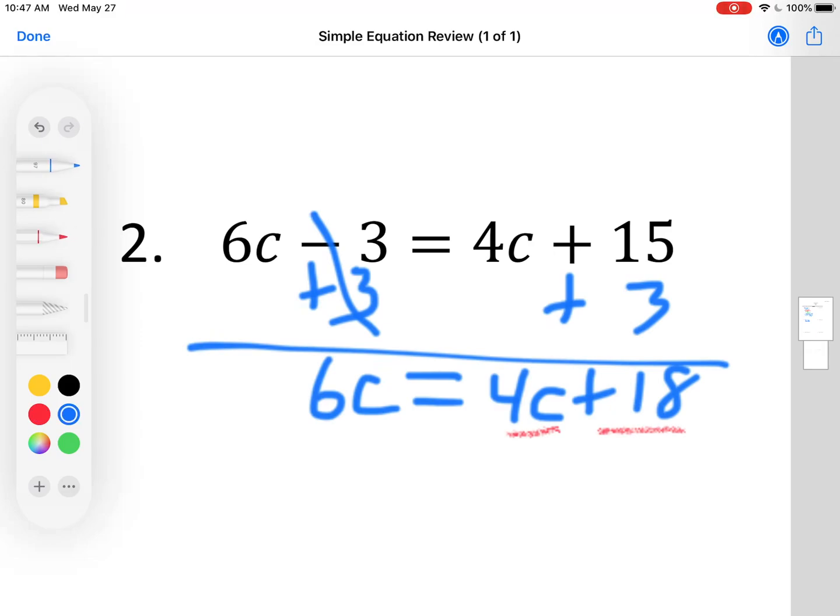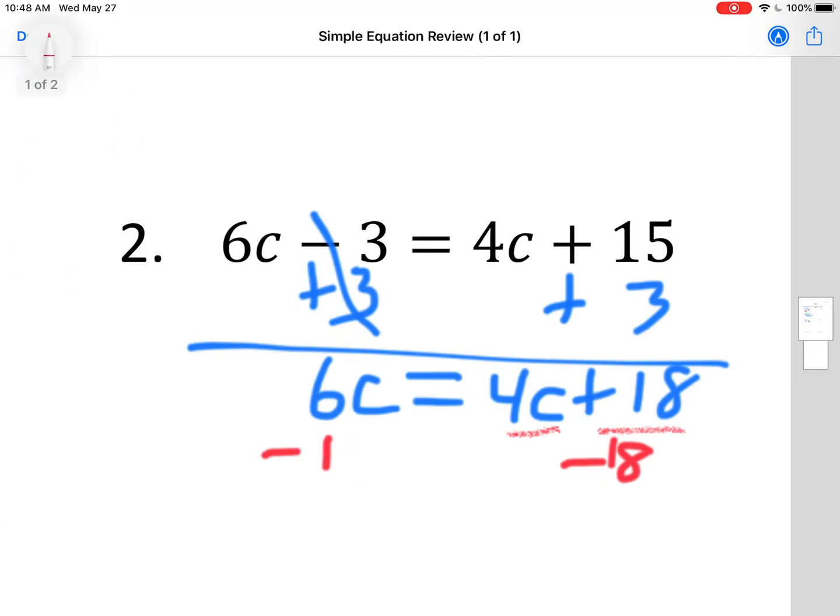If I did plus 18, that would be minus 18 and minus 18. Can 6c combine with negative 18? No, they are not like terms. That was the wrong thing to do. So, I have to undo that, erase what I don't want.